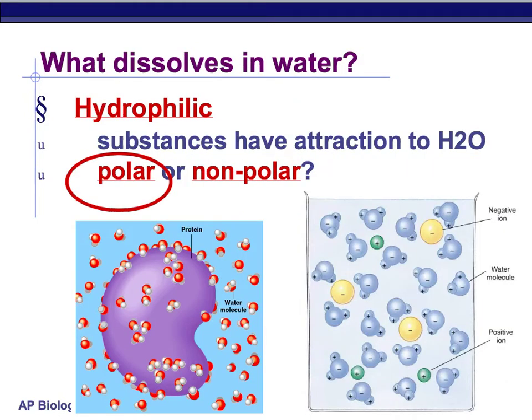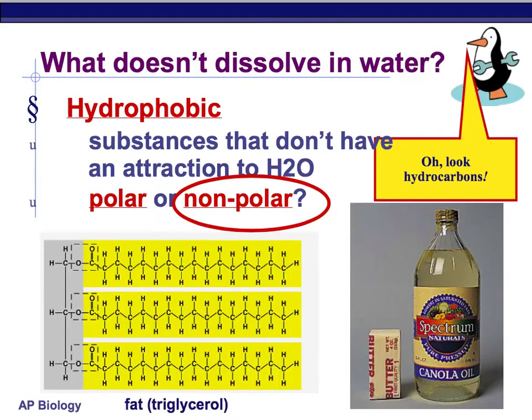Okay, what's dissolved in water? So here are these two terms that I now need you to learn, the terms hydrophilic and hydrophobic. Hydrophilic means that a substance has an attraction to water. That makes it polar. So if you are hydrophilic, you are attracted to water, you are polar. The other term you need to learn is hydrophobic, which is the opposite. These things do not dissolve in water. So hydrophobic substances are not attracted to water, they are nonpolar.